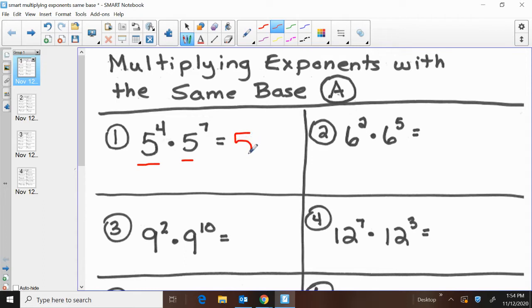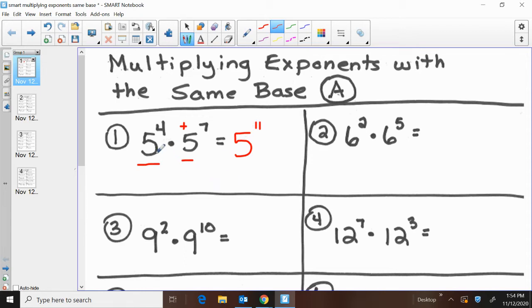And then for the exponent, I just take the 4 and the 7 and I add them. 4 plus 7 is 11. So in other words, 5 to the 4th times 5 to the 7th equals 5 to the 11th.